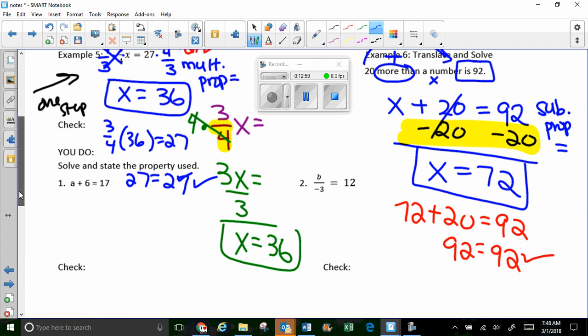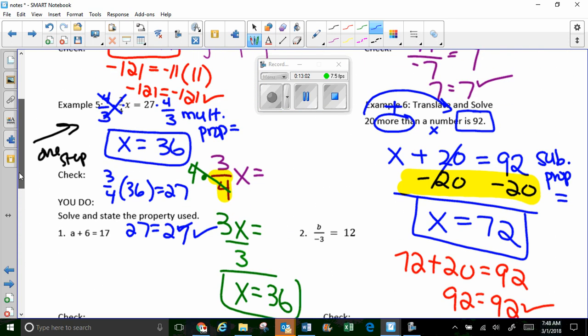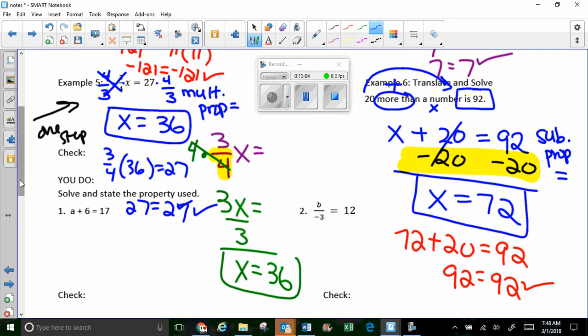All right, again, feel free to replay any of those examples there. And at this point, you're going to go ahead and try your problems. Yes, you do have to write the property. Yes, you do need to check. And when you're finished with that, raise your hand and your teacher will come over and give you the appropriate color, and then you can start on finishing your packet.